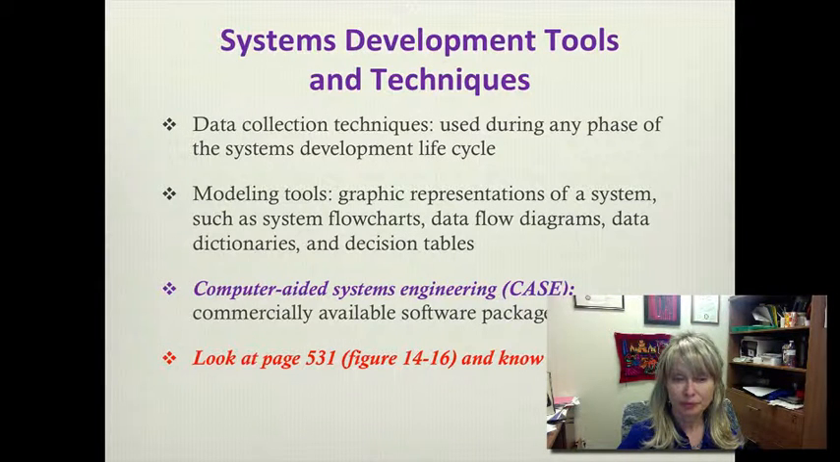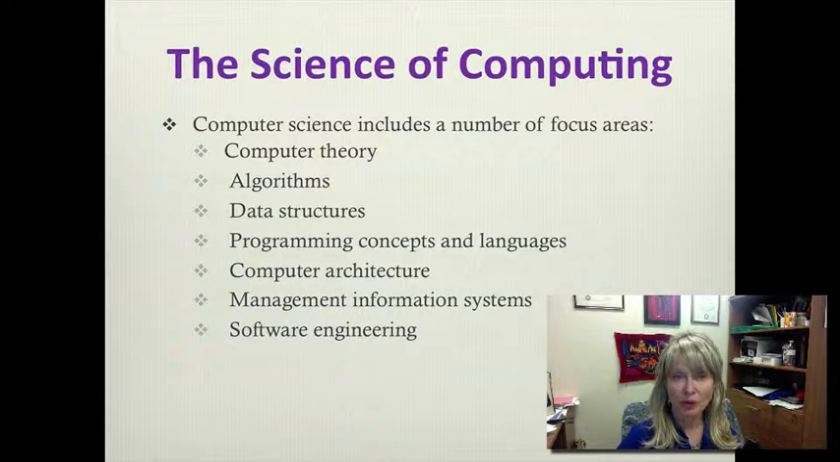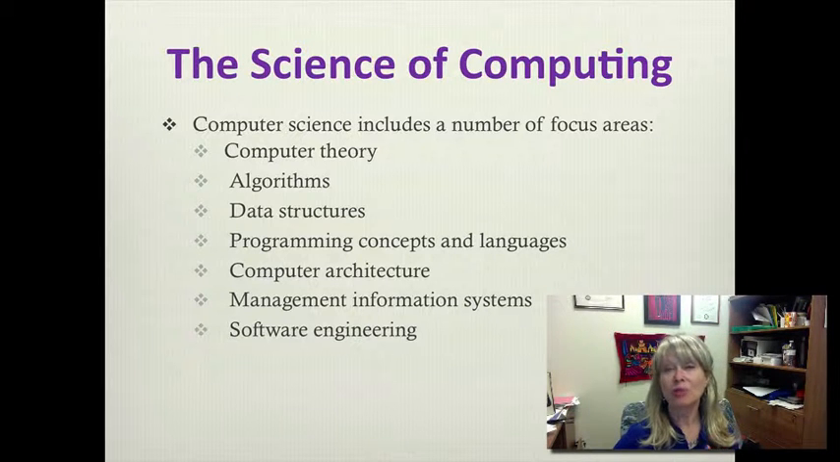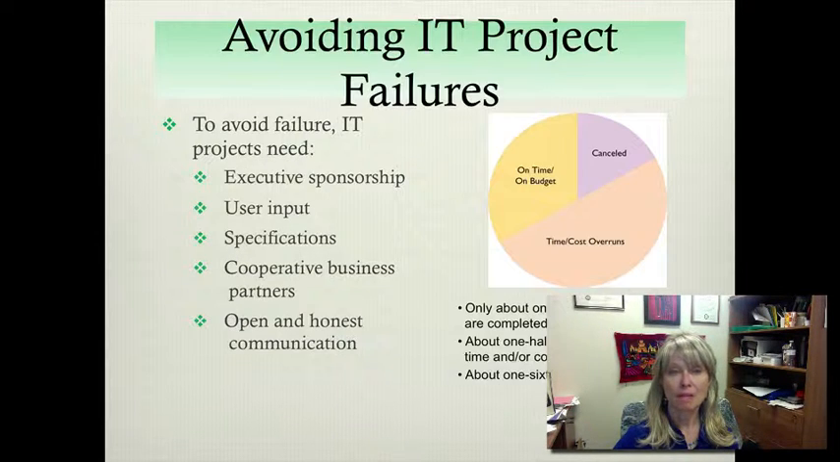Okay. The science of computing. Computer science includes a number of focus areas. Okay. Programming. So computer science is more the theory, the algorithms, the data structures. I told you, like the compiler, the concepts, the languages, the architecture, management information systems. It's not really the business part of it.